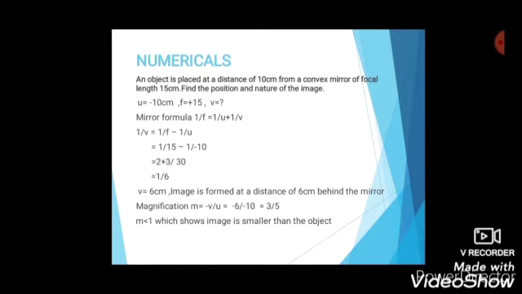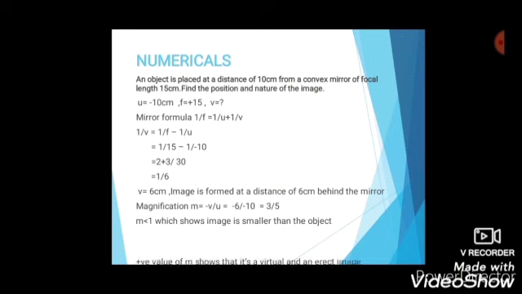Now again recall the magnification concept. We have 3 cases there. If M is equal to 1, I say the object and image sizes are equal. If M is lesser than 1, the image is smaller than that of the object, and if M is greater than 1, the image is bigger than that of the object. Here it is 3 by 5, which is lesser than 1. Magnification is lesser than 1. That means the image is smaller than that of the object. So we have got one part.